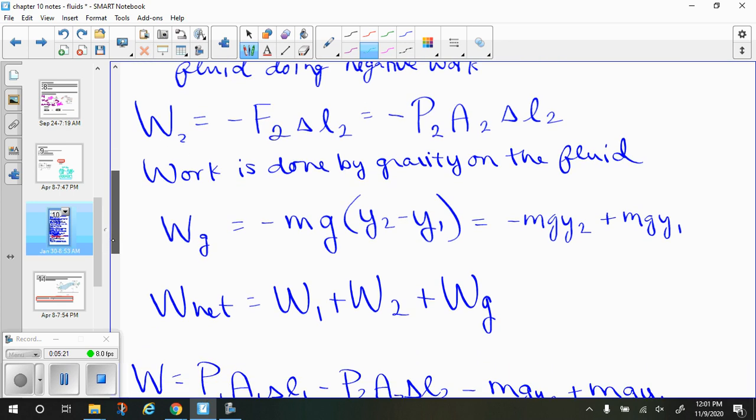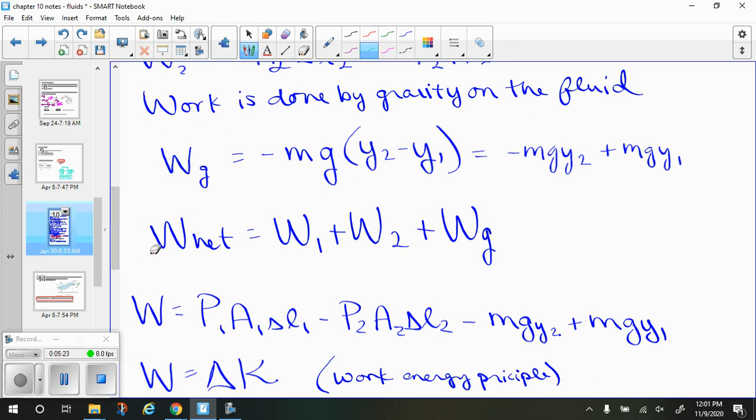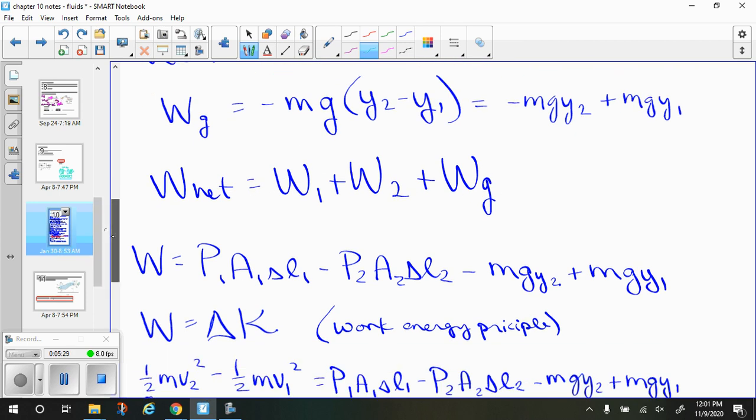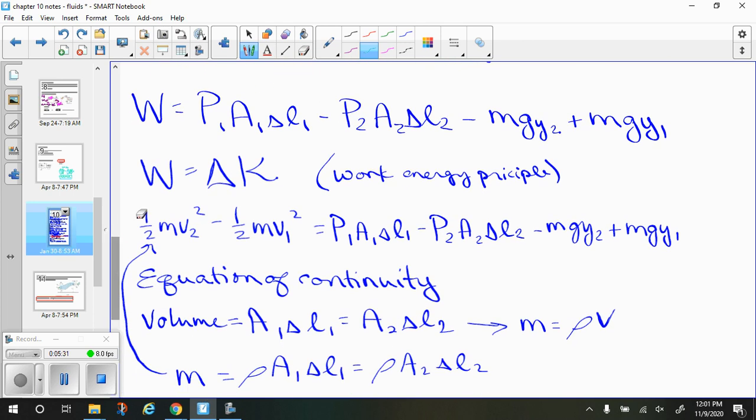Now I know that my total work done on all of the fluid is the work done by the left plus the work done by the right plus the work done by gravity. So I put all those together and I get this. This is my work done from the left, this is my work done from the right, and this is my work done by gravity. Now we know that work is equal to change in kinetic energy. That's the work energy principle.